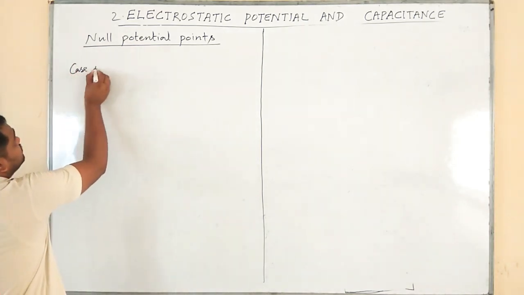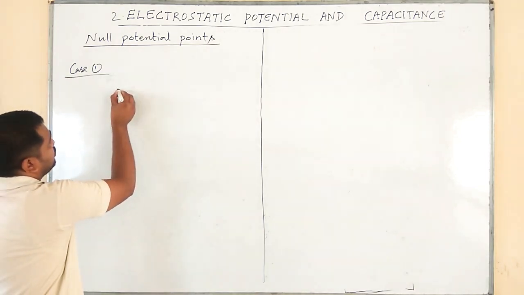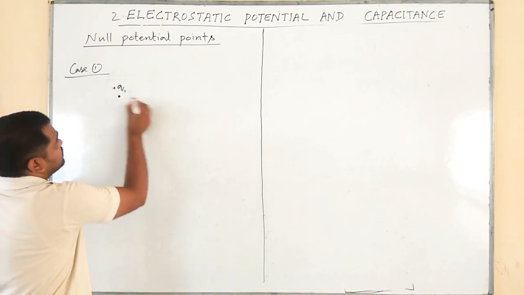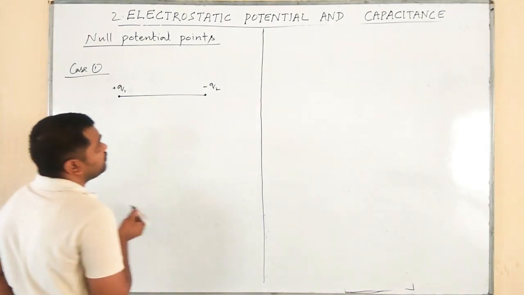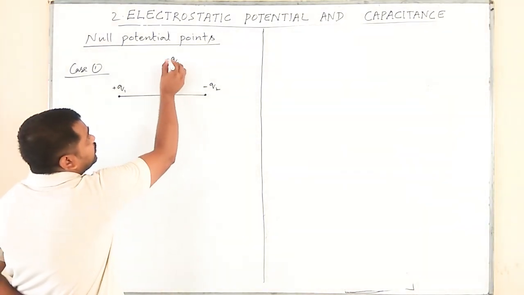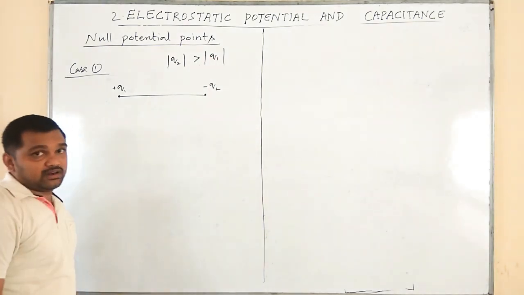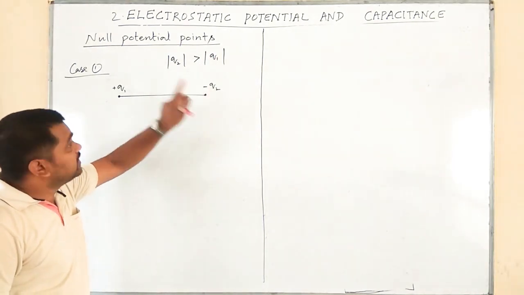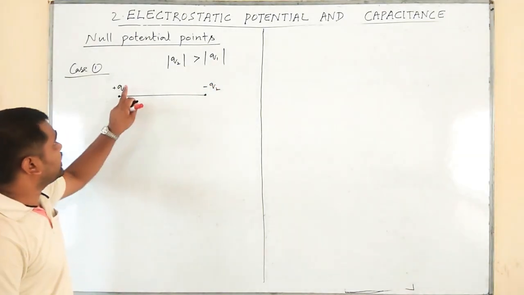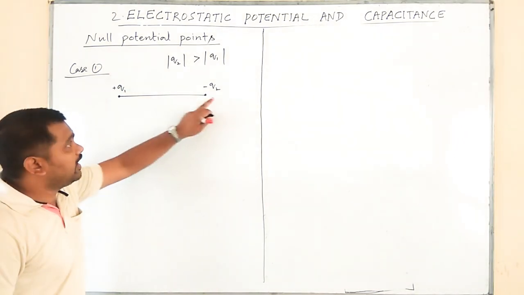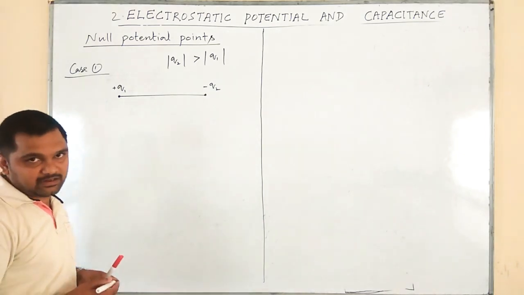Case 1. I will take two charges as plus Q1 and minus Q2, where the magnitude of Q2 is greater than the magnitude of Q1. So I am considering this case. For example, it is 2 microcoulomb and it is minus 4 microcoulomb, like that. The magnitude of Q2 is greater than the magnitude of Q1.